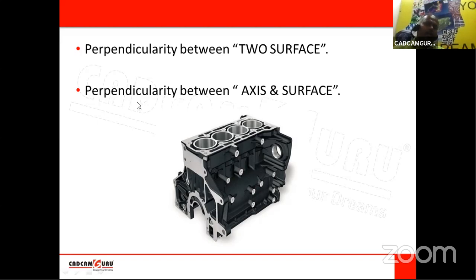And perpendicularity between axes. So here the axis of the cylinder bore should be perpendicular with the top surface. If it is not perpendicular, then that axis will be inclined and again it will not be assembled with other components. So a lot of errors may appear due to loss of perpendicularity between this axis and the surface.